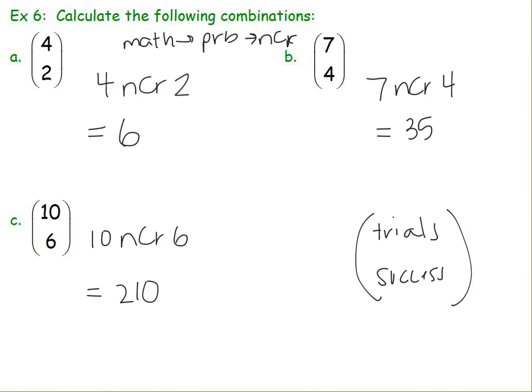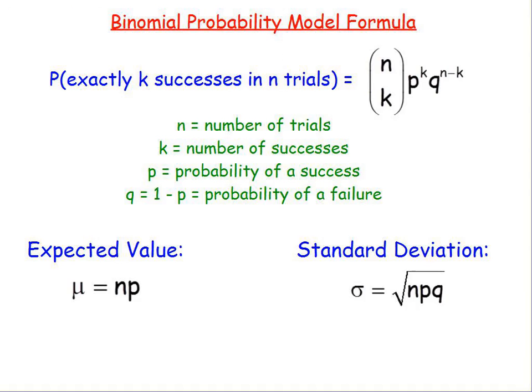So you're going to see this combination notation in our formulas today. And again, your calculator is going to do all of that work for you. No need to worry. So let's take a look at the important formulas for today. Just like last class, we have a probability formula, an expected value formula, and a standard deviation formula. So first thing is your probability formula. We're trying to find the probability of exactly K successes in N trials.